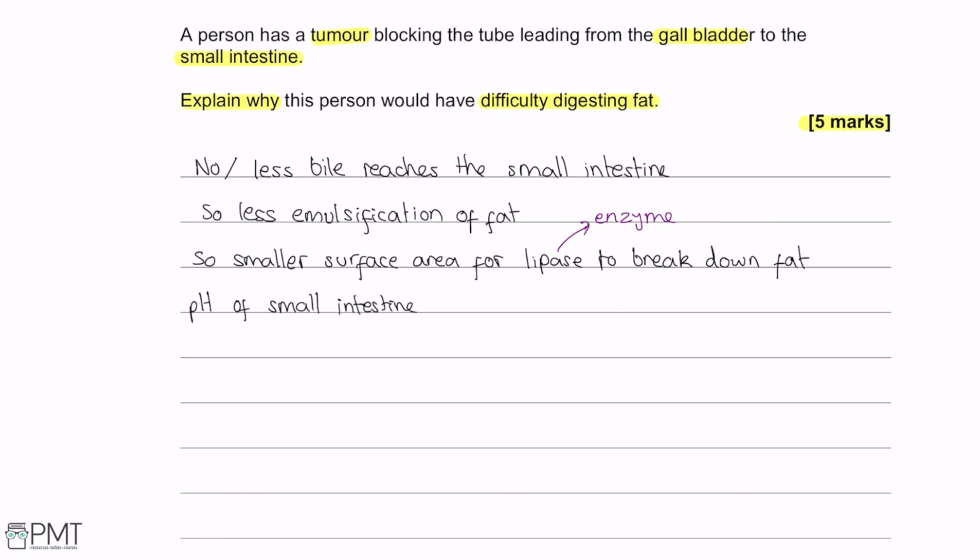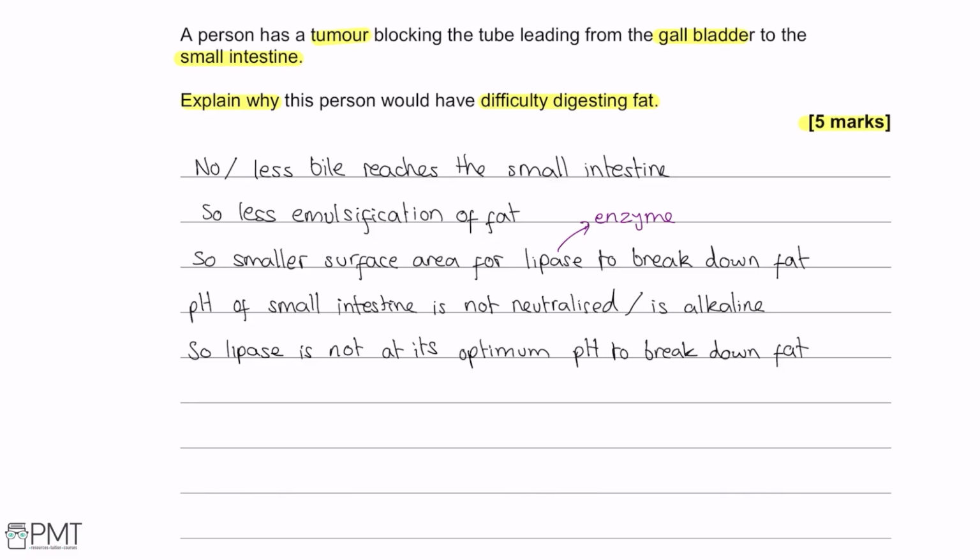The pH of the small intestine is not neutralised or remains acidic, meaning lipase is not operating at its optimum pH, so that's another reason it can't break down the fat so efficiently. And now you can see we've got 5 statements written down and you get 1 mark for each.